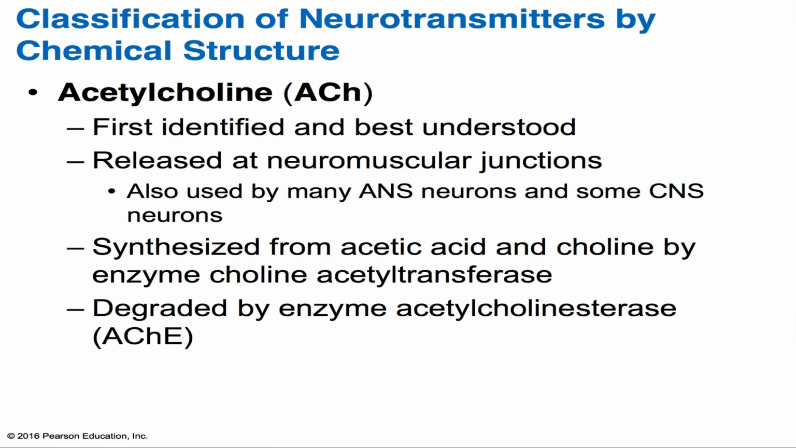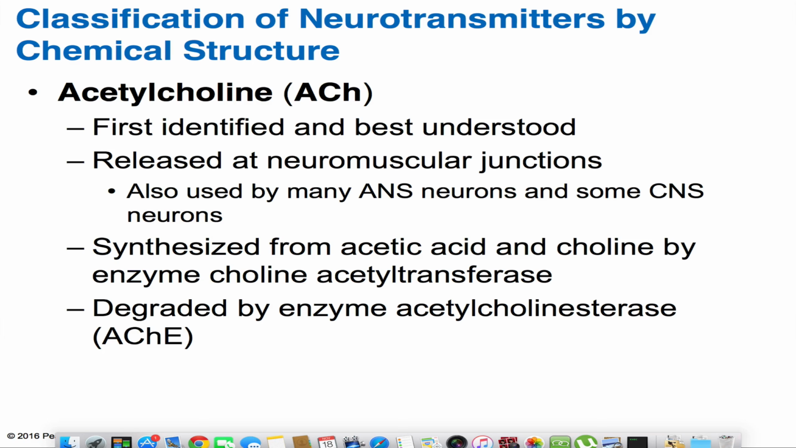Acetylcholine, or some people also call it acetylcholine, you can say whichever one that you want, it doesn't make a difference. People will understand it. This is the first neurotransmitter that was identified, and it's the best understood, primarily because it's very easily found at the neuromuscular junction compared to the ones that you find in your CNS, which are deeply buried and much harder to study.